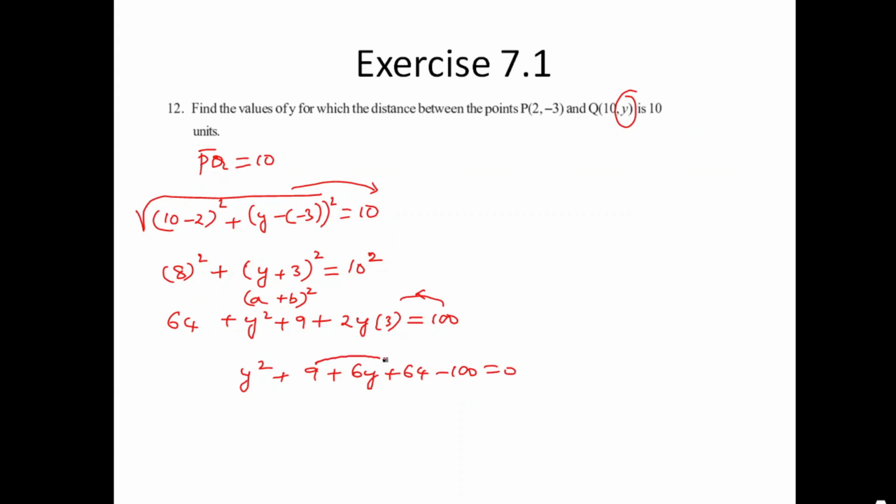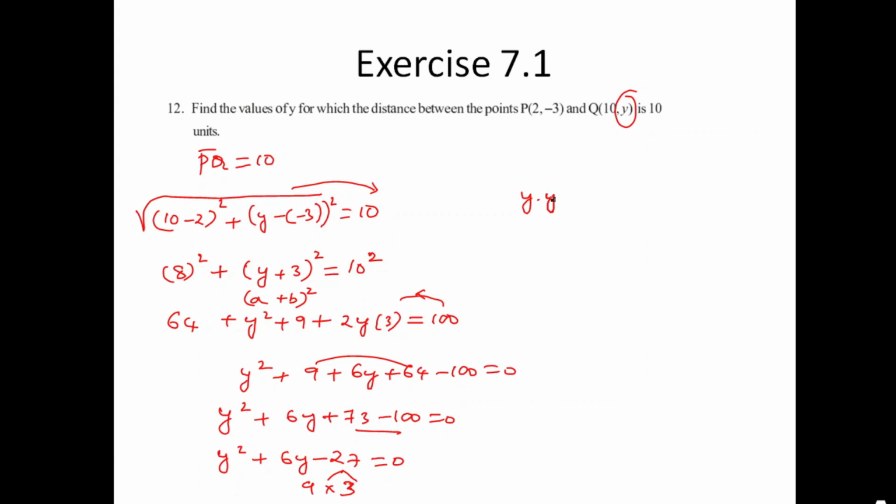To do that, let me add up these two. First thing is y square plus 6y. If I'm adding up these two, I'll have 73 minus 100 equivalent to 0. Now the resultant is y square plus 6y, and when I'm subtracting these two, the resultant is minus 27 equal to 0. This can be written as 9 into 3. So how do I divide it?